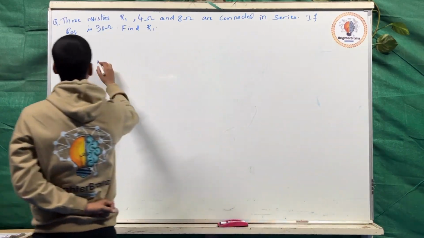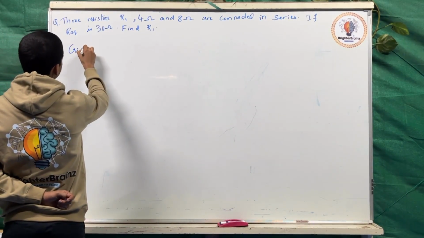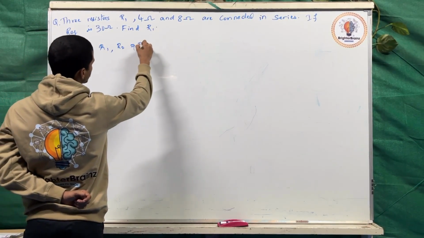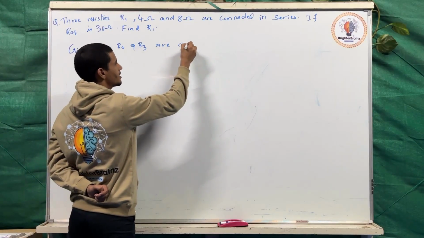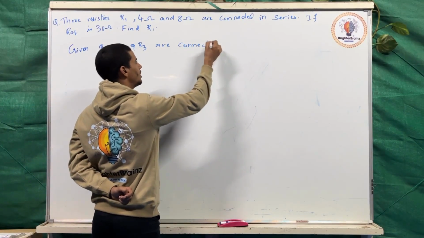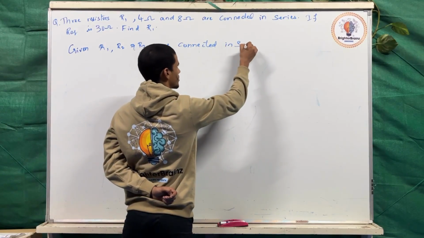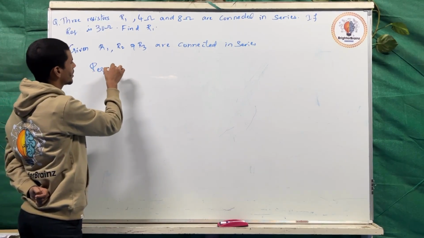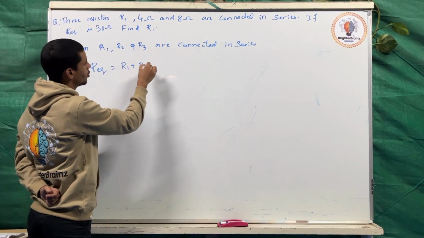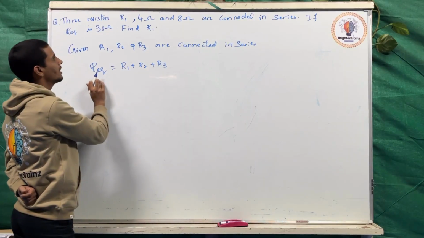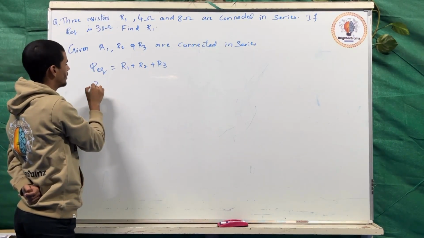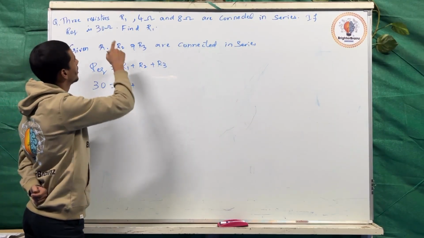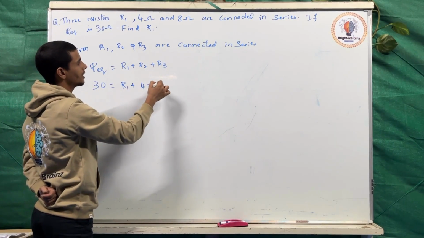So we know that R1, R2 and R3 are connected in series. All 3 resistors are connected in series. If resistors are connected in series, what is the formula? R equivalent is equal to R1 plus R2 plus R3. R equivalent value we already know, that is 30, equal to R1, which we don't know, R2 is 4 and R3 is 8.